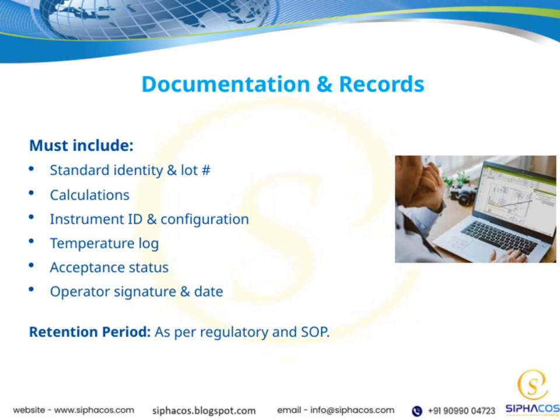Next, we need to record the instrument ID and configuration. This ensures that the equipment used is identified properly and set up correctly for each run. Temperature logs are another key element. They provide a continuous record of the conditions during processing, which is vital for quality control. Acceptance status is also documented, indicating whether the batch passed or failed the criteria. And of course, the operator's signature and date are necessary to authenticate the records and confirm accountability.